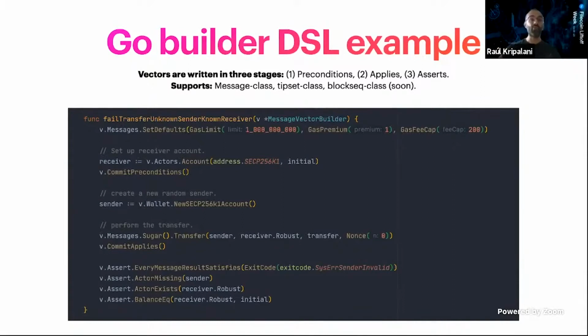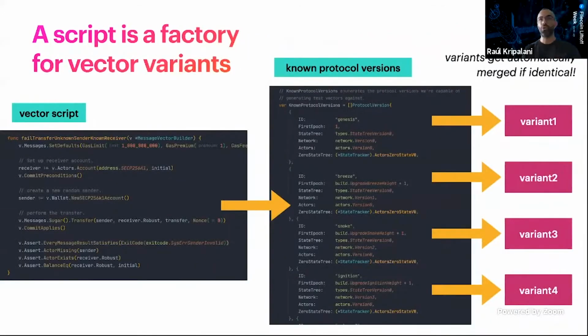Then we create the applies, so the things that are actually going to be applied. In this particular case, a transfer. And then there's a third stage, which is the assertion stage, where we verify that certain conditions are met. And one important thing is that the protocol evolves over time.